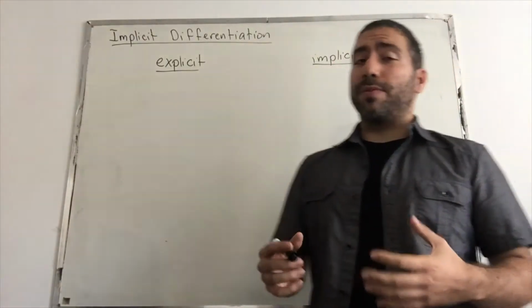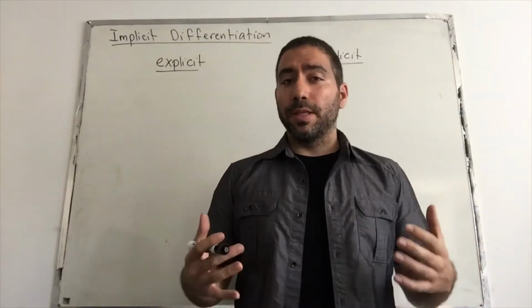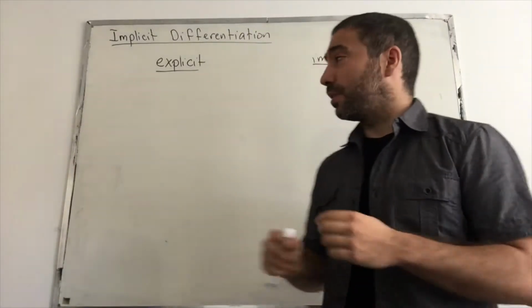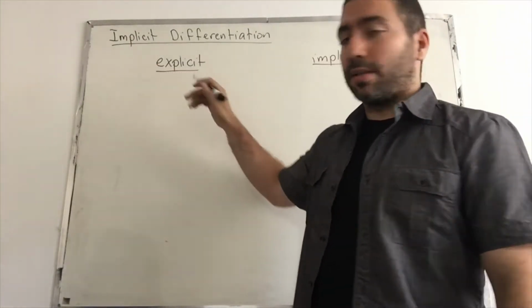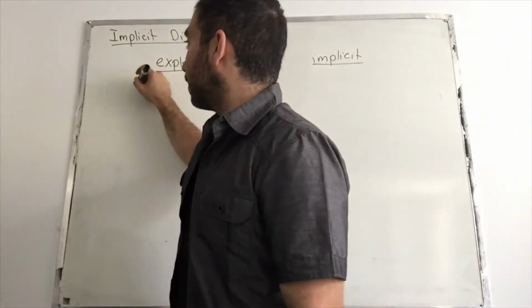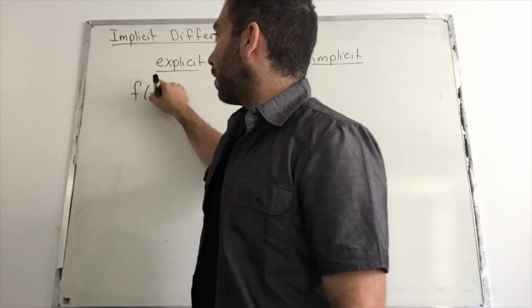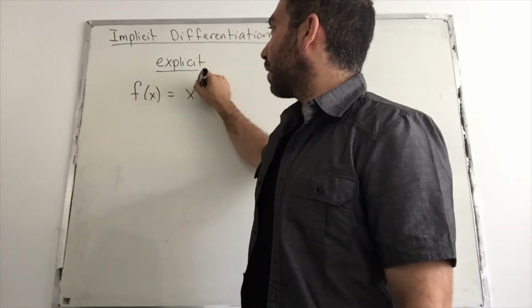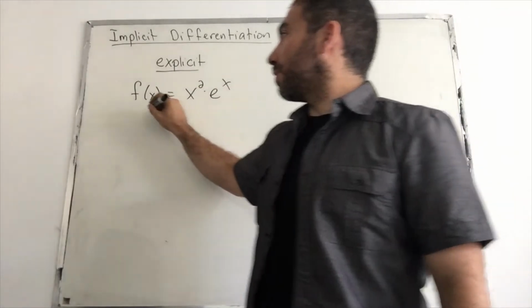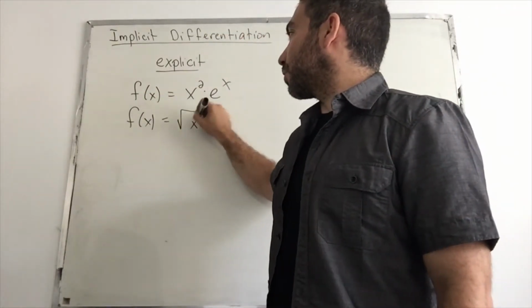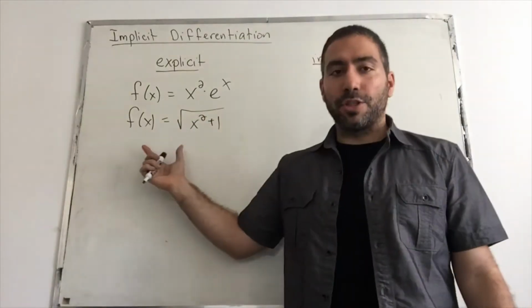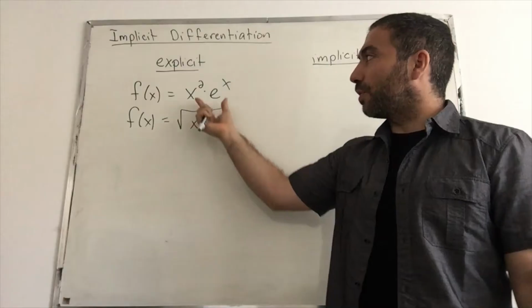So up until now we've seen functions that are expressed solely in terms of x, in terms of one variable. This is what we mean by explicit. If the function is expressed explicitly, it's in terms of one variable. So f of x equals x squared times e to the x, or functions such as f of x equals square root of x squared plus 1. These are functions that are expressed solely in terms of one variable.